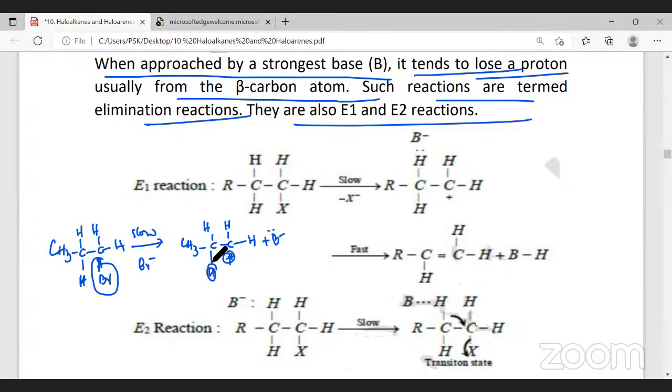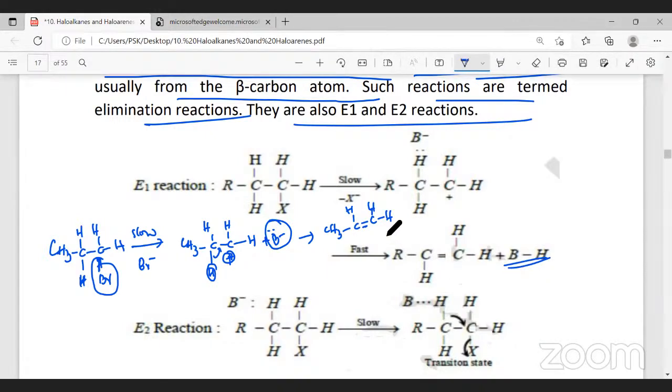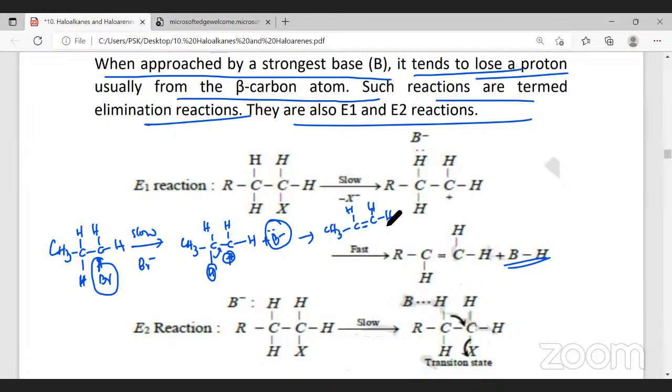When this hydrogen is lost, the bond will shift here, so the positive sign gets neutralized. So what do I have now? I have CH3, CH, CH2, but a double bond will be formed here. An alkene is formed. See, this B and H gets eliminated as BH. That's what they've shown: an alkene can be prepared by the elimination reaction of an alkyl halide. This is called E1 elimination.